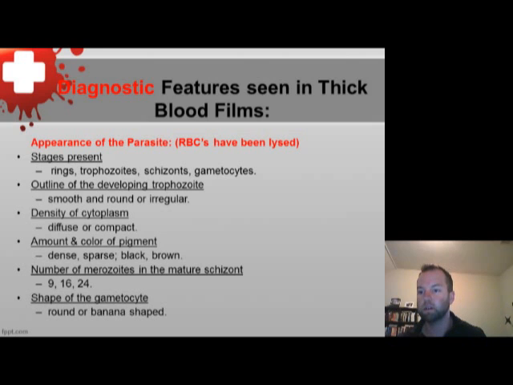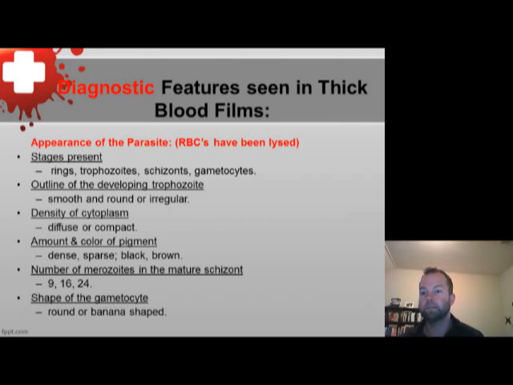The amount and color of pigment, and again, the number of merozoites is definitely something to take note of. That would be a diagnostic characteristic of the specific Plasmodium species. Different species have different average numbers of merozoites in the developing schizont.